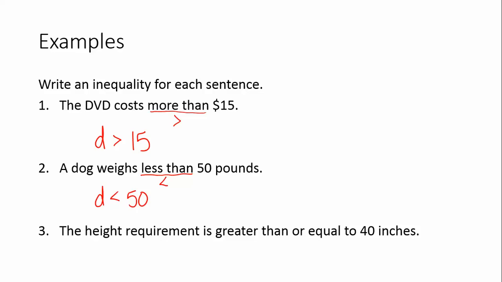On number 3, we have the height requirement is greater than or equal to 40 inches. So greater than or equal to. That's going to be the greater than or equal to symbol itself. We have the height requirement, so H, greater than or equal to 40 inches. For the height requirement is greater than or equal to 40 inches.